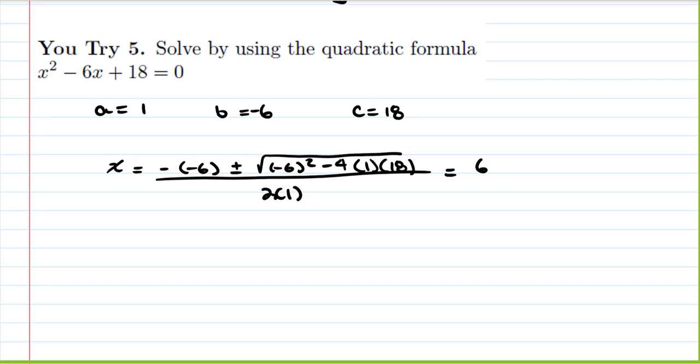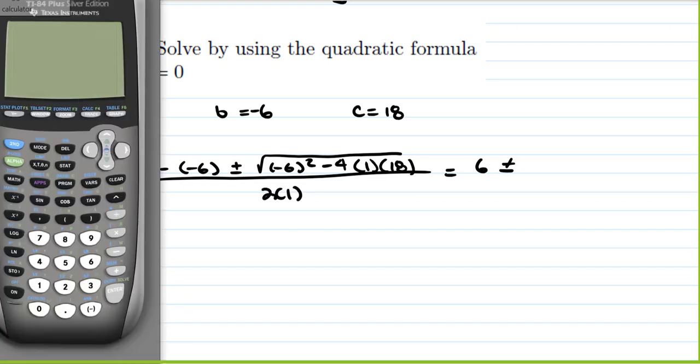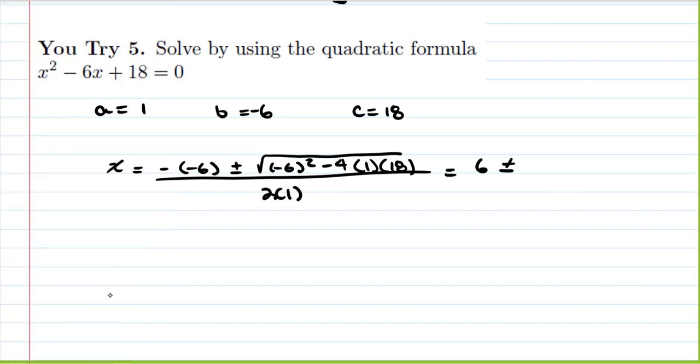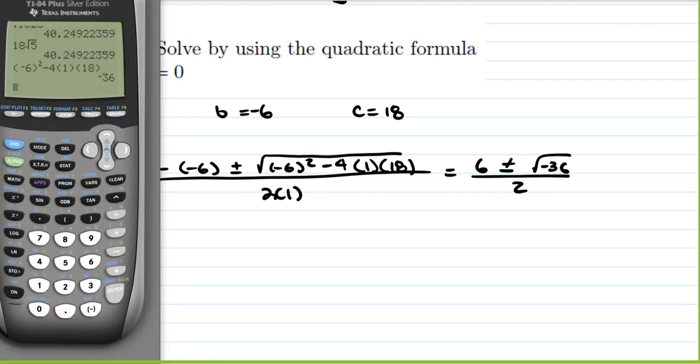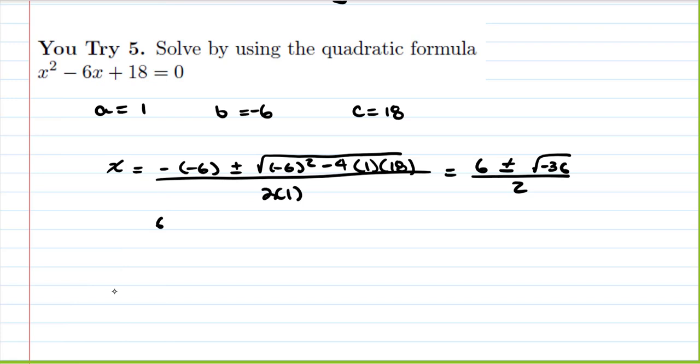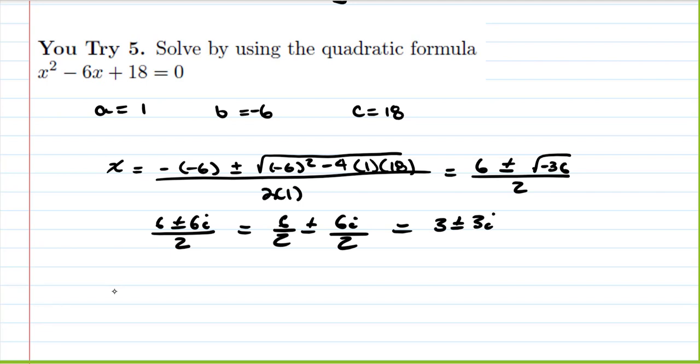So then that would give me 6 plus or minus, and I grab my graphing calculator, and I would have -6 squared minus 4 times 1 times 18, which gives me -36, so plus or minus the square root of -36 all over 2. And that one's a perfect square, so it would work out in our calculator. So if I go second square root, I get 6i. So I get 6 plus or minus 6i all over 2. So that's the same as 6 over 2 plus or minus 6i over 2, so 3 plus or minus 3i. And that would be our solution to that quadratic equation.